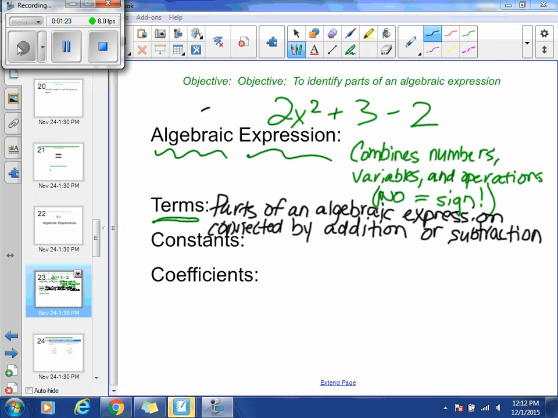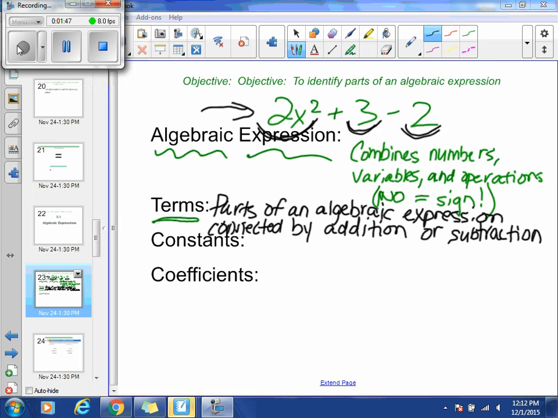In the example that I wrote up here, the terms are the parts that are connected by addition or subtraction. So here I have 2x to the second power, and it's connected by addition to 3, which is connected by subtraction to 2. All right, so there are 3 parts connected by addition or subtraction. My terms are 2x to the second, 3, and 2.